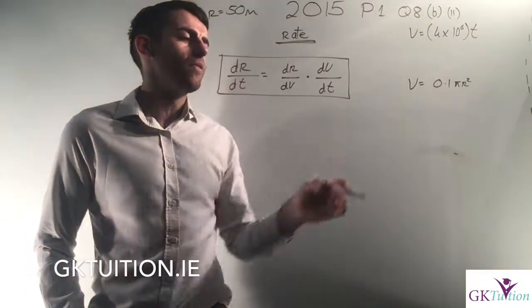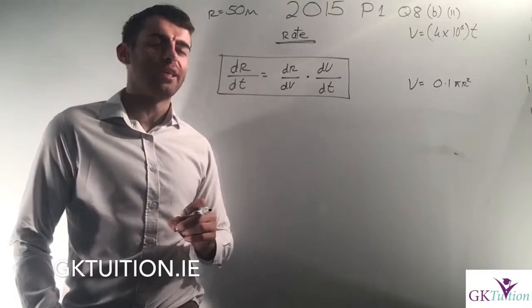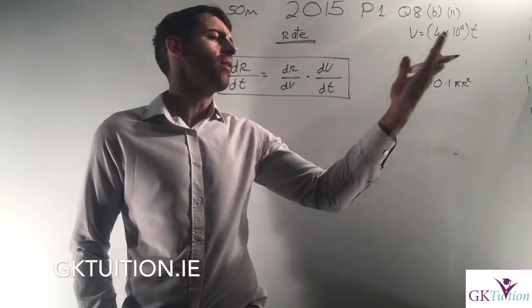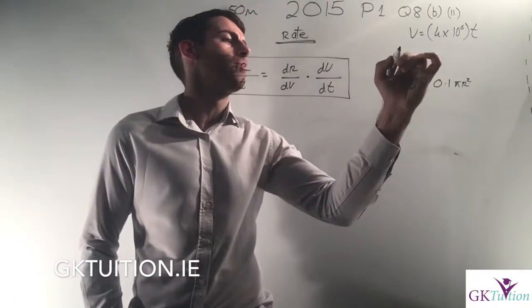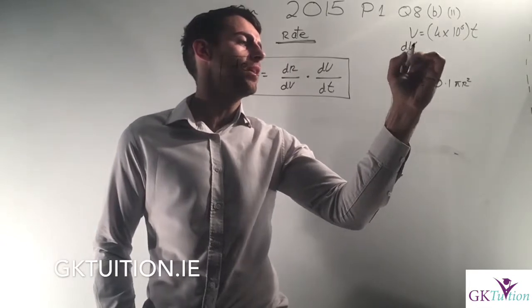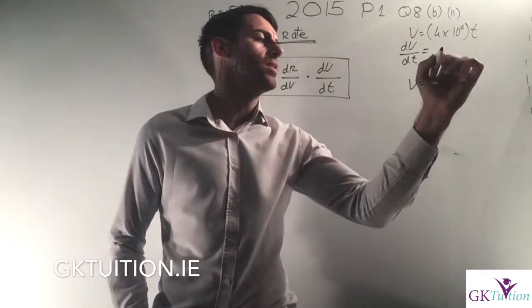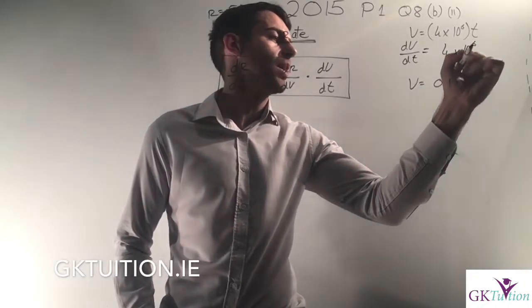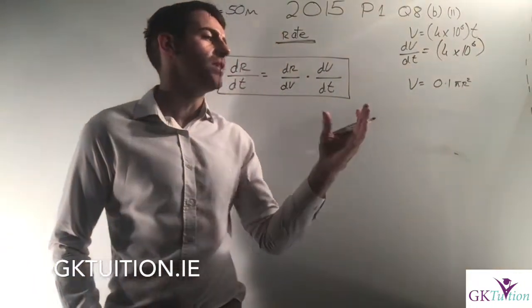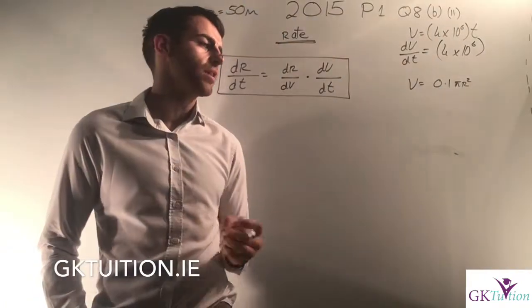Now we have to look at our previous answers and we can work out our dr/dt. So with my first equation, I can just differentiate. The derivative dV/dt, the derivative of 4 by 10 to the power 6 times t is just 4 by 10 to the power 6. So I know my dV/dt is 4 by 10 to the power 6.